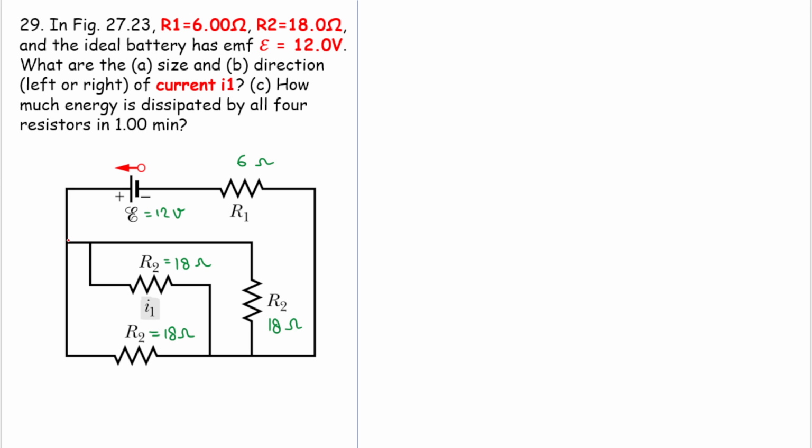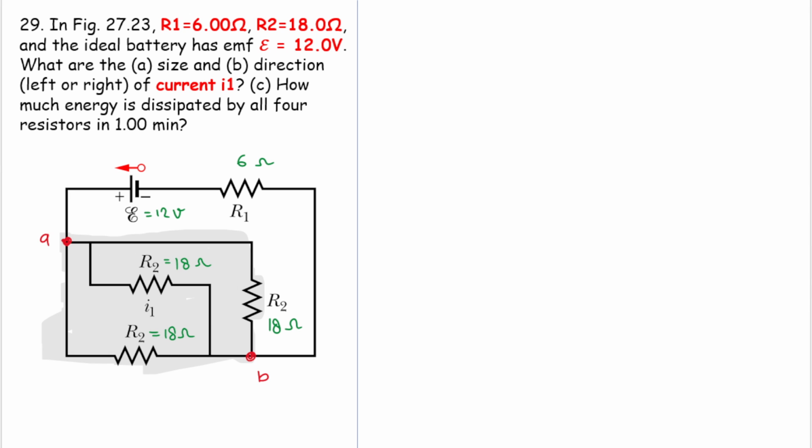If we name this node here as node A and this node here as node B, we see that all the resistors here are connected to nodes A and B. What does that mean? That means that all of this is in parallel, right? So this part here is in parallel, so we can replace all of this with a single resistor.